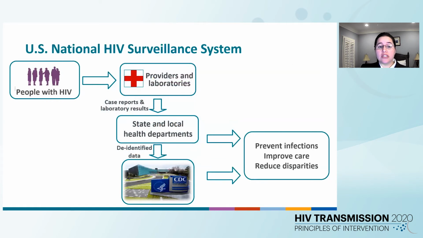Most data used for cluster detection come from the US National HIV Surveillance System, a robust and comprehensive system for monitoring the burden of HIV. Providers and laboratories report data from clinical encounters to state and local health departments. Data are then submitted to CDC without identifiers. And these data are used at federal, state, and local levels to prevent infections, improve care, and reduce disparities.